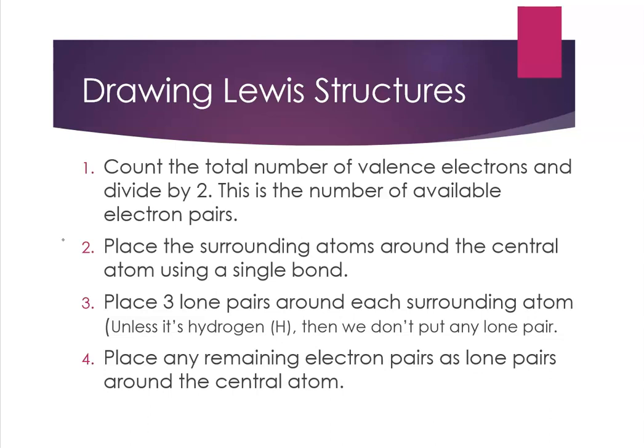Once we find the total number of electrons, then we divide that number by 2, and that gives us our electron pairs. Once we have the total number of pairs available, we place the central atom in the middle, we attach all the surrounding atoms using a single bond, and then we give 3 lone pairs to each of the surrounding atoms, unless it is hydrogen. The 3 lone pairs serve to complete the octet of the surrounding atoms, and hydrogen is too small to have a total of 8 electrons, so that's why we don't put any lone pair on the hydrogen. Finally, we count how many electron pairs we've used, and then whatever is left, those go as lone pairs on the central atom. All right, so let's take a look at an example.